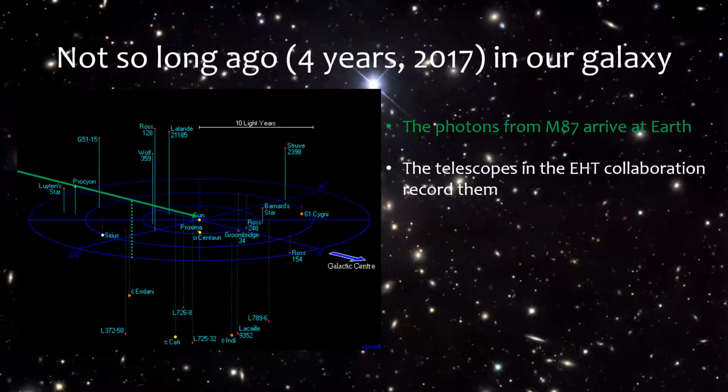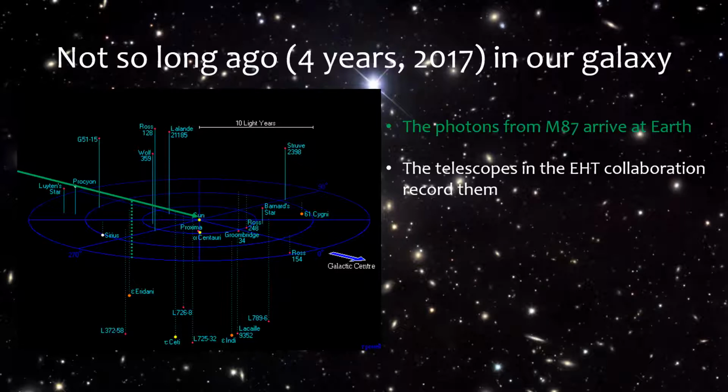Not to be outdone, the photons from the M87 black hole arrived 2 years later, as the Event Horizon Telescope collaboration coordinated their worldwide observations on April 5th, 6th, 10th, and 11th, 2017. Their observations not only included the intensity of the light, but also the phase of the wave, whether it was a crest or trough or something in between.